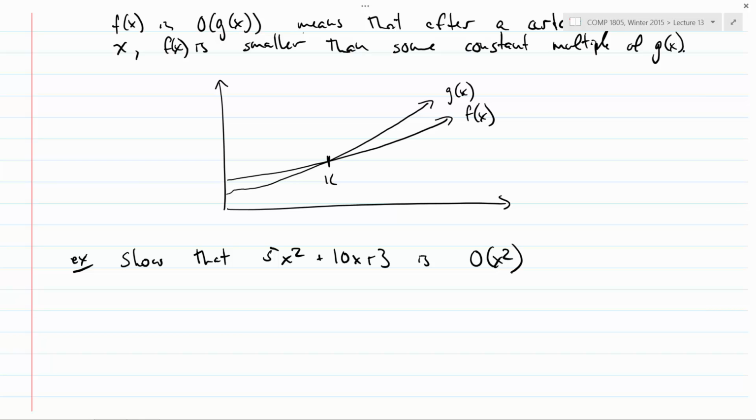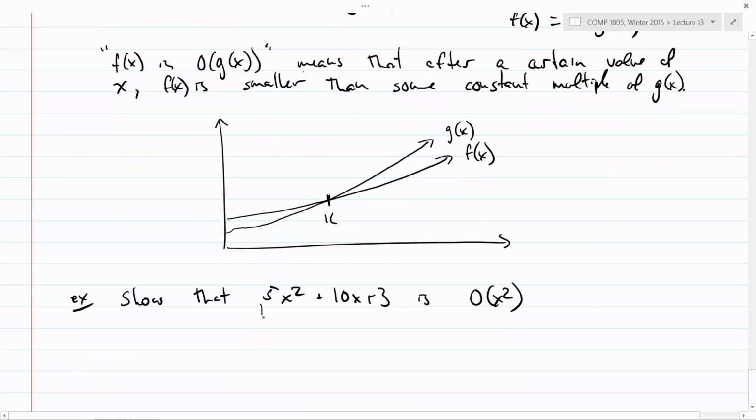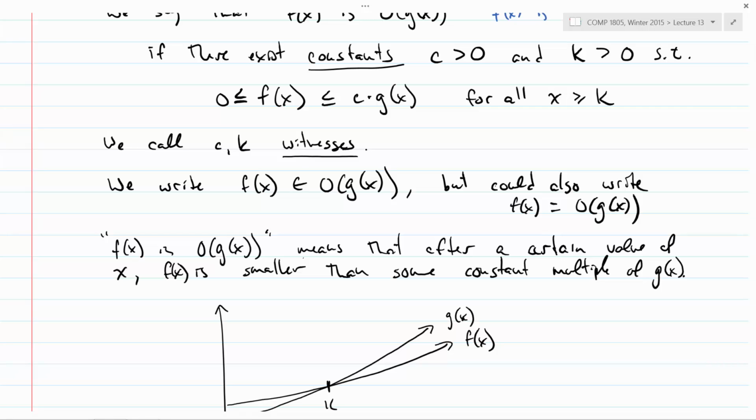All right, so if I want to show this, I need to say what C and K are. And what I'm shooting for is, if you compare this to the definition, this thing here is my f of x, this thing here is my g of x. So I want to show that f of x is less than or equal to c times g of x for all x bigger than or equal to k. I get to pick c and k. They can be anything I want as long as they're bigger than 0. I just need to prove that they work.